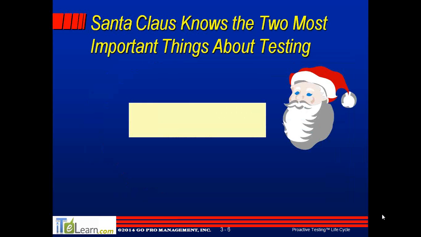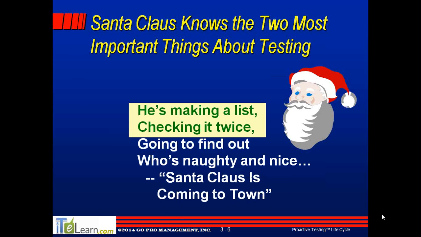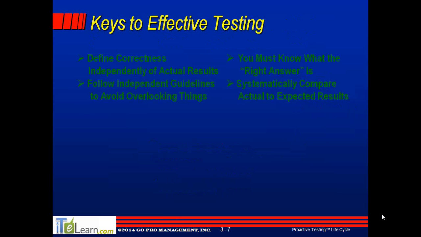Now I know we're well past Christmas, but I like to remind people that Santa Claus knows the two most important things about testing: making a list and checking it twice. And that's what testing does. Testing is making a list. That's your test plans and test designs and test cases. And then you're checking it twice. You're checking against what's been developed. And that's how testing adds value and finds problems.